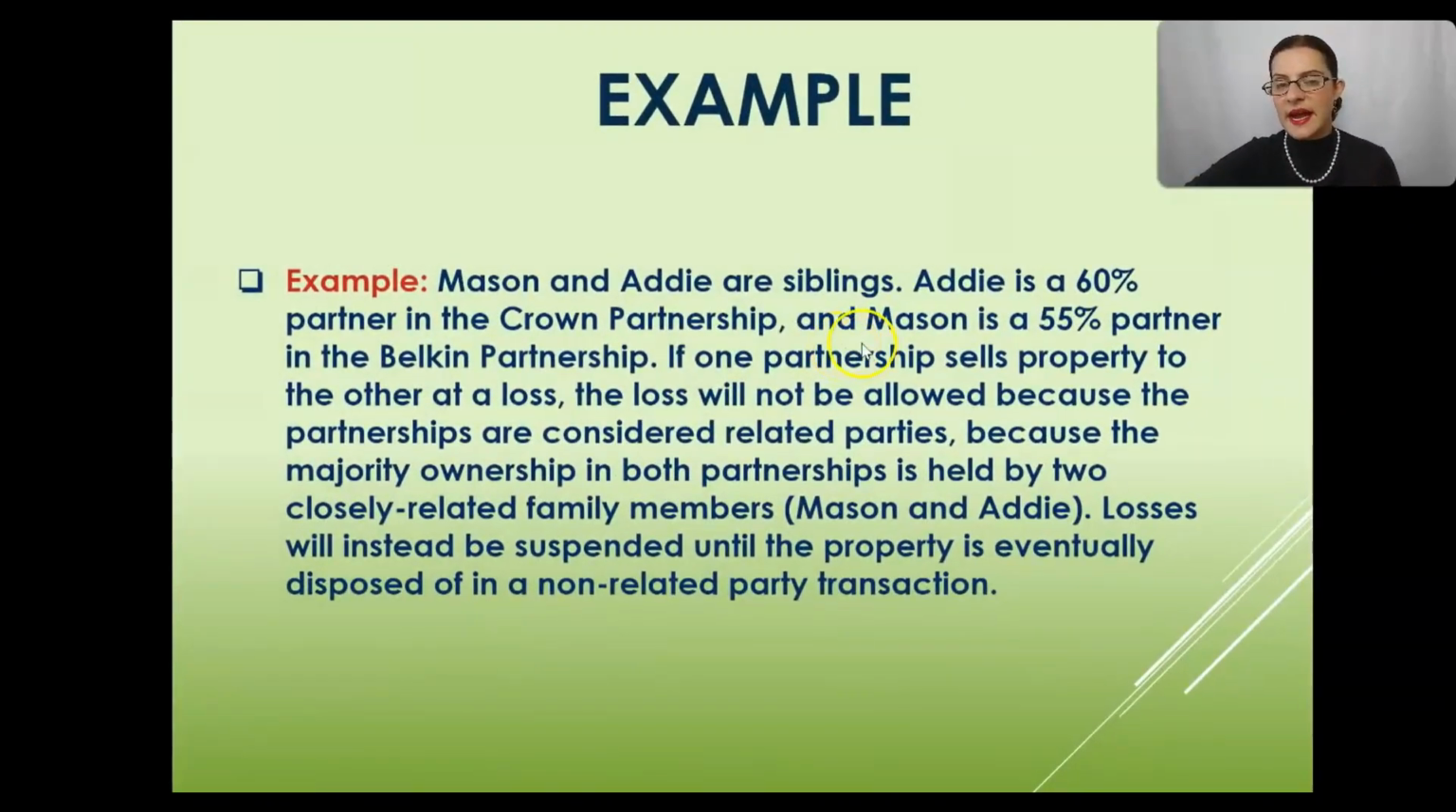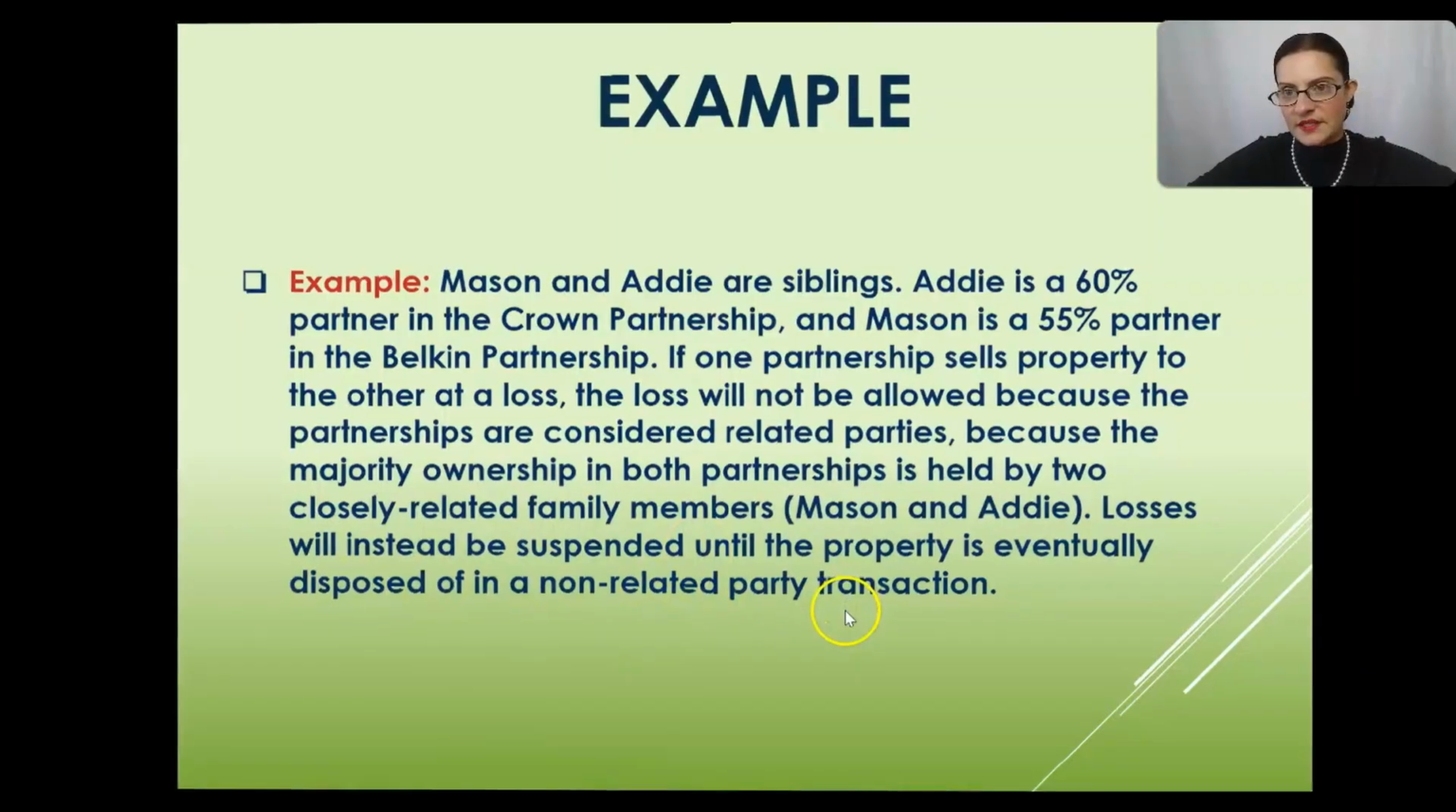Example, Mason and Addie are siblings. Addie is a 60% partner in the Crown partnership, and Mason is a 55% partner in the Belkin partnership. If one of those partnerships sells property to the other at a loss, the loss will not be allowed because the partnerships are considered related parties because the majority ownership in both partnerships is held by two closely related family members, Mason and Addie, or siblings, right? Brother and sister. Losses will instead be suspended until the property is eventually disposed of in a non-related party transaction.